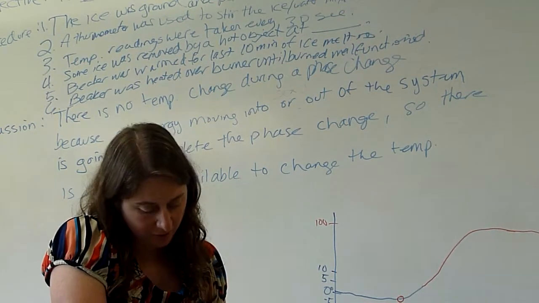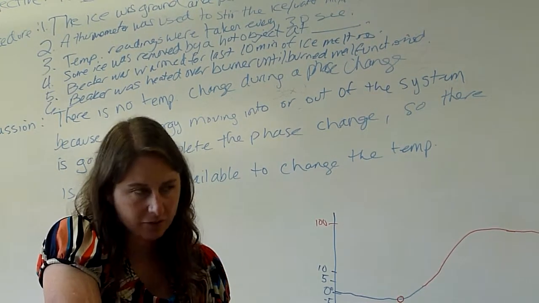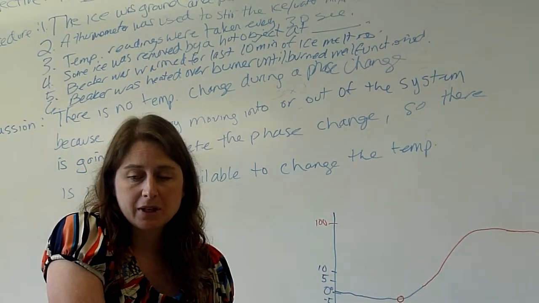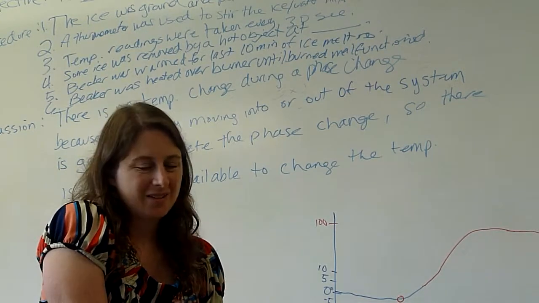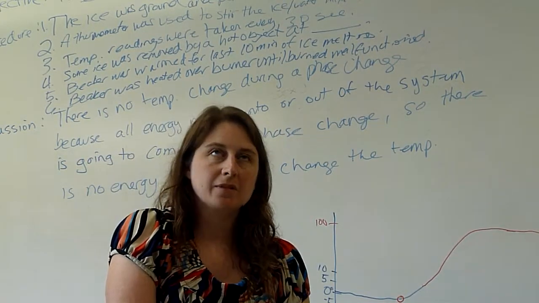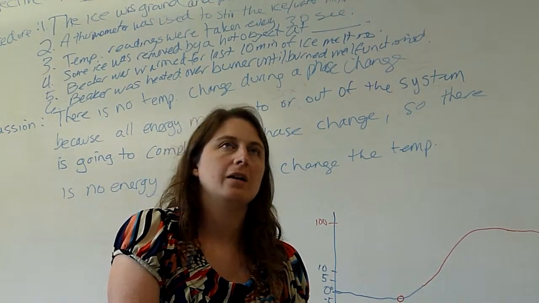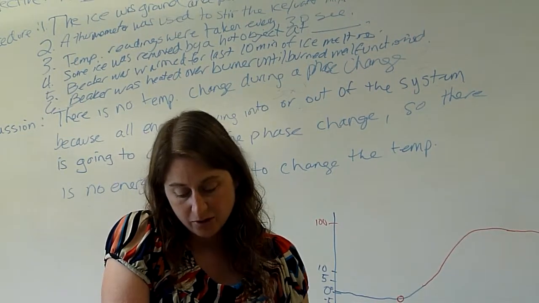So writing the procedure, make sure it's third person, past tense, passive voice. I would type it because if you have to make corrections, it's really hard to make corrections. And then you have to handwrite the whole thing over, and if I have to make it corrected twice, then you have to write it again, and that's no fun. So I would definitely type it.